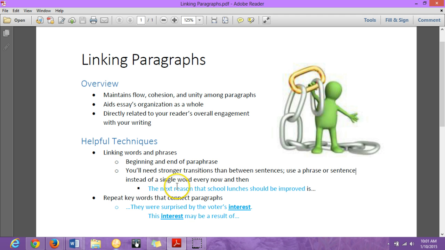But when you're beginning a new paragraph, you want to tie your transition in to your topic sentence. So here's an example. The next reason that school lunches should be improved is this. Then your reader knows that you are moving on in this paragraph to a new idea. It states what the new idea is, and your reader will know that everything in that paragraph coming after is related to this reason. Does that make sense? So you don't want just one word to transition from paragraph to paragraph. It may not be strong enough.